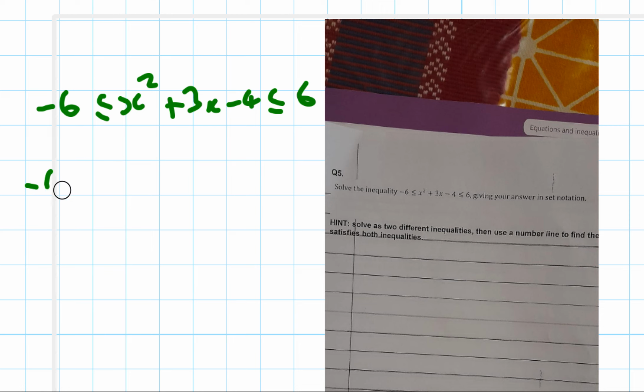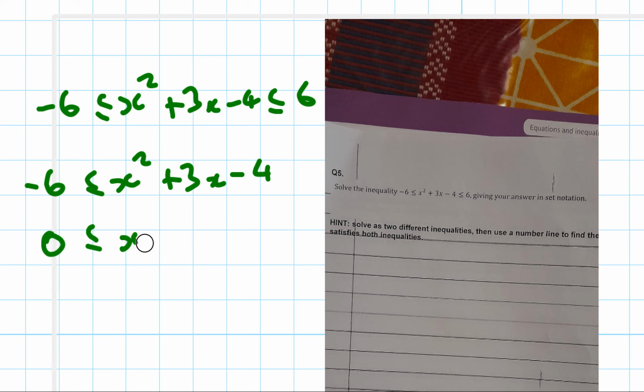So we'll start by writing out our equation: minus 6 is less than or equal to x squared plus 3x minus 4, which is less than or equal to 6. We're going to solve each one separately. So minus 6 is less than or equal to x squared plus 3x minus 4. From here we can rearrange.